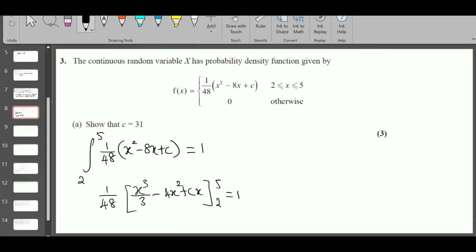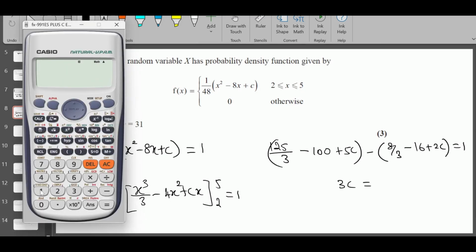So bring the 48 to the other side and substitute the upper limit. 5 cubed is 125 over 3, minus 5 squared is 25 times 4 is 100, plus 5c, minus, substituting the lower limit now, you'll get 2 cubed over 3 minus 2 squared is 4, 4 fours are 16, plus 2c, is 48. Make c the subject. 5c minus 2c, 3c is equal to, I'm going to calculate this carefully now, 125 over 3 minus 100 minus 8 over 3 plus 16.